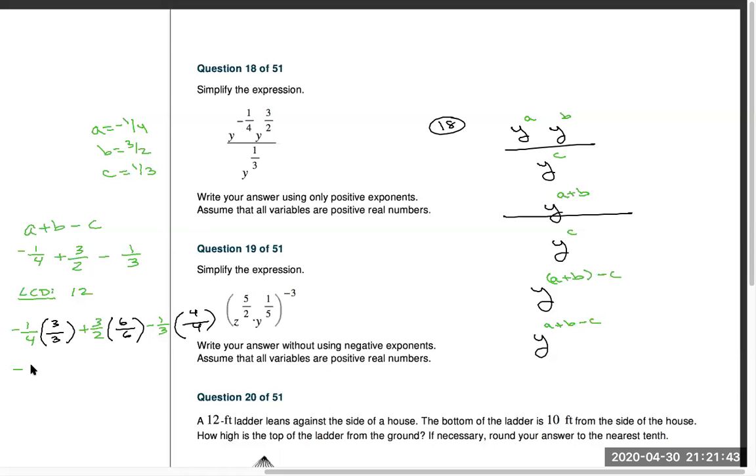Okay, so I have negative 3/12 plus 18/12 minus 4/12. That's negative 3 plus 18 minus 4, all divided by 12. So let's see, what's that give me? 15 minus 4, 11/12.